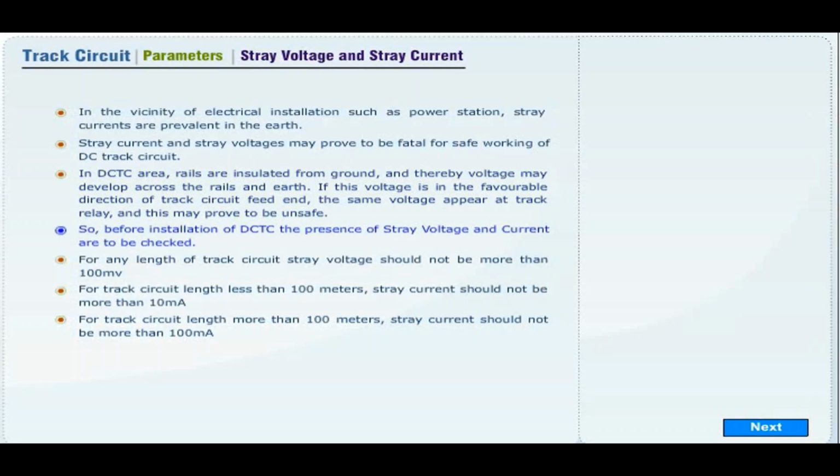So, before installation of DC-TC, the presence of stray voltage and current are to be checked. For any length of track circuit, stray voltage should not be more than 100 millivolts. For track circuit length less than 100 meters, stray current should not be more than 10 milliamperes. For track circuit length more than 100 meters, stray current should not be more than 100 milliamperes.